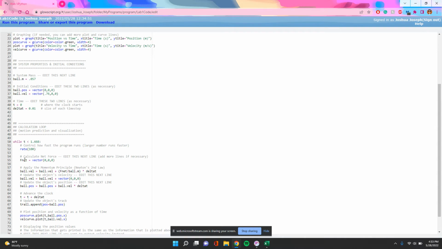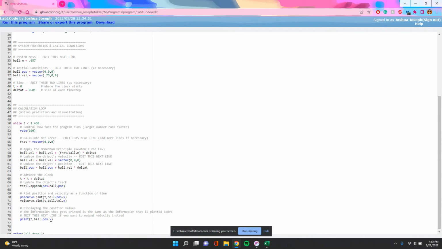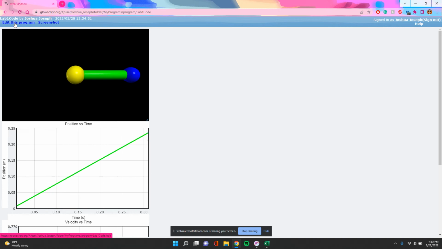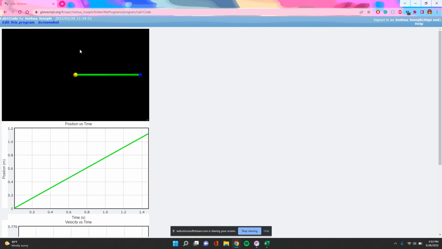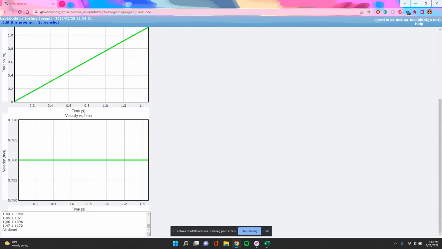And when looking at the net force vector, since we said that the F net would be 0, I changed the vector from 1, 1, 1 to 0, 0, 0. We also applied the momentum principle in this code, as well as updating the ball's position based off velocity. At the very end, it will print out the time as well as the ball position. When we run this code, we can see that it simulates a very similar reaction with our ball moving away from the origin. As you can see here, we got the time as well as the x position associated.